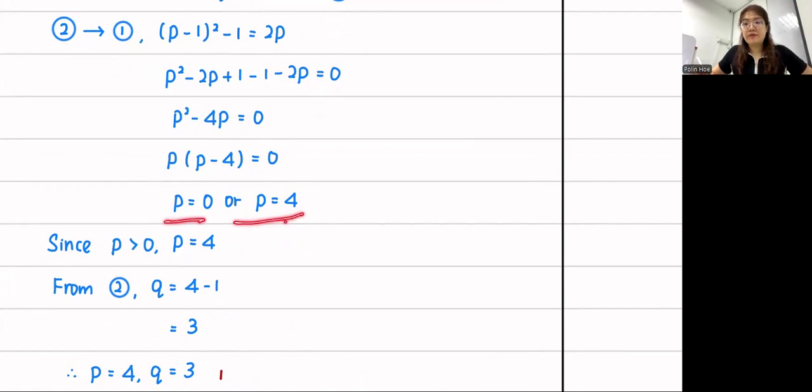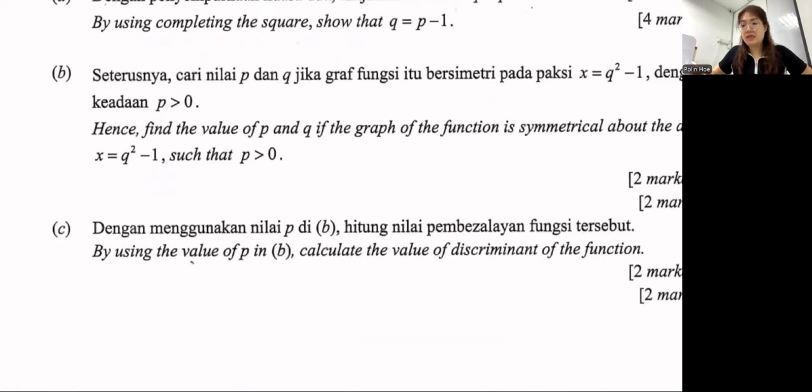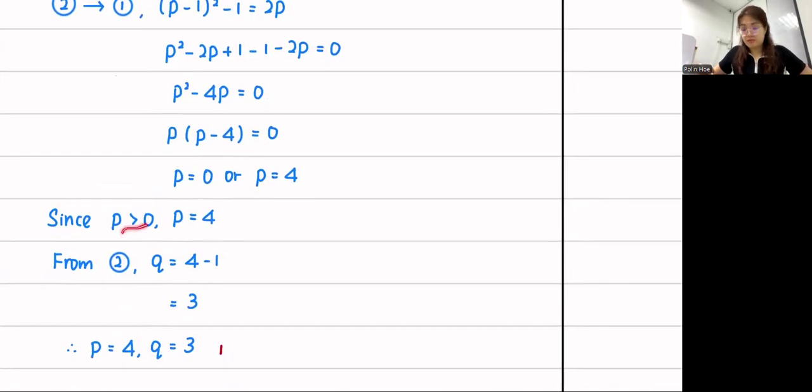Okay, you get 2 values. Go back to the question. They tell you such that p is bigger than 0. So since p is bigger than 0, p will be equal to 4 only, and 5 is your q. That will be your answer.